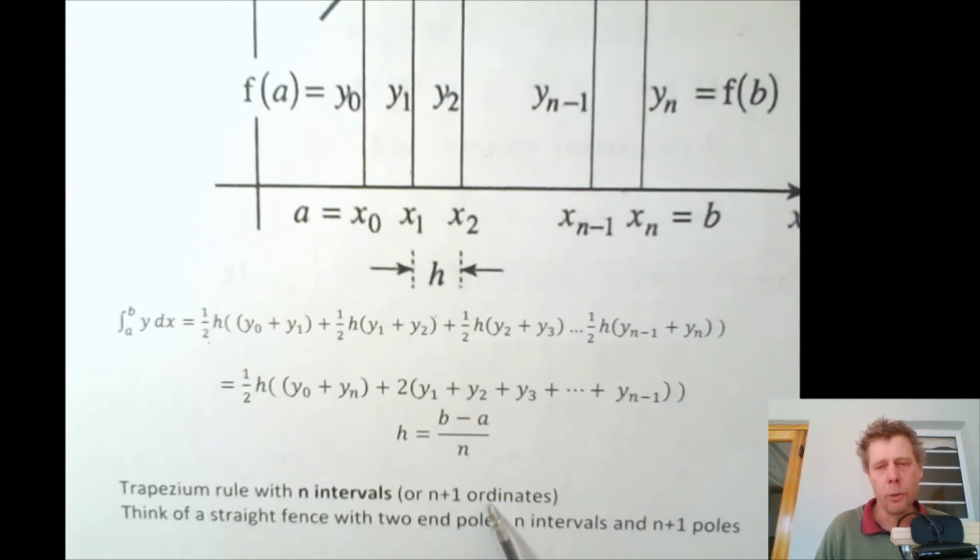The terminology: an ordinate is how many fence poles there are, and n is how many intervals you have. And so when you work out h, you must divide by the number of intervals, which is always 1 less than the number of ordinates.